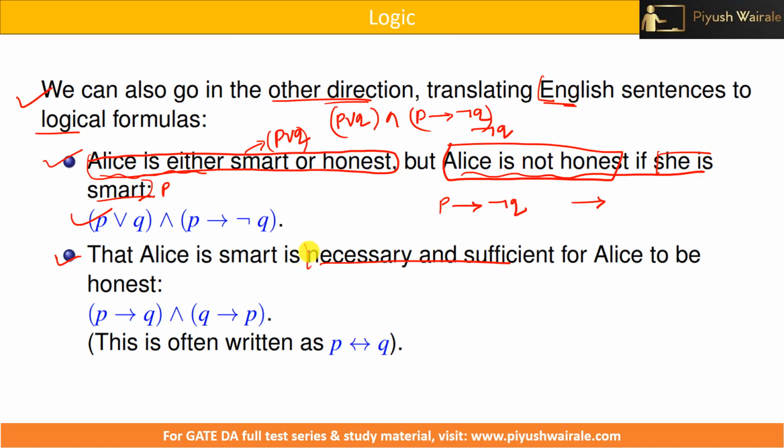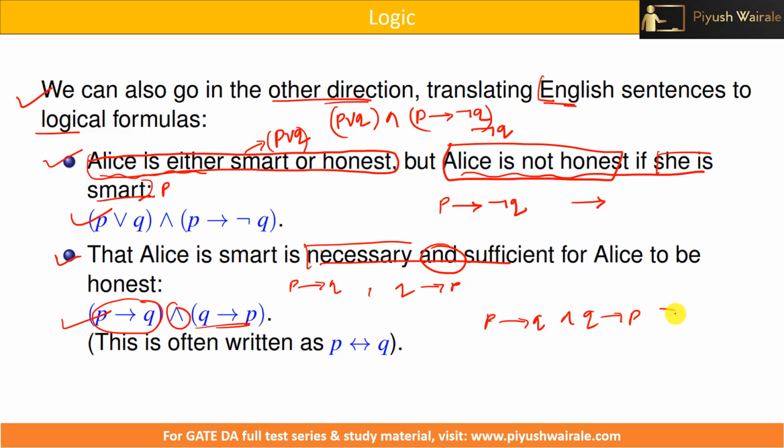If we apply the same logic here, what do I get? P implies Q and Q implies P. Alice is smart is necessary for Alice to be honest, that will be P implies Q. Alice is smart and sufficient for Alice to be honest, that is basically Q implies P. An and operator will join these two sentences. And we know if P implies Q and Q implies P, then this is equivalent to bidirectional implication. So this is the correct answer.